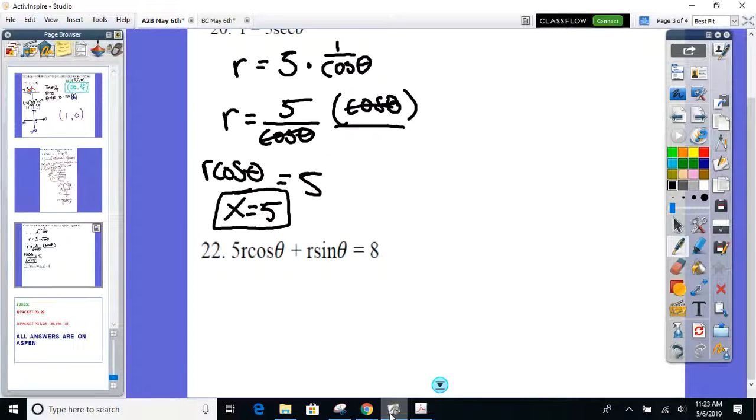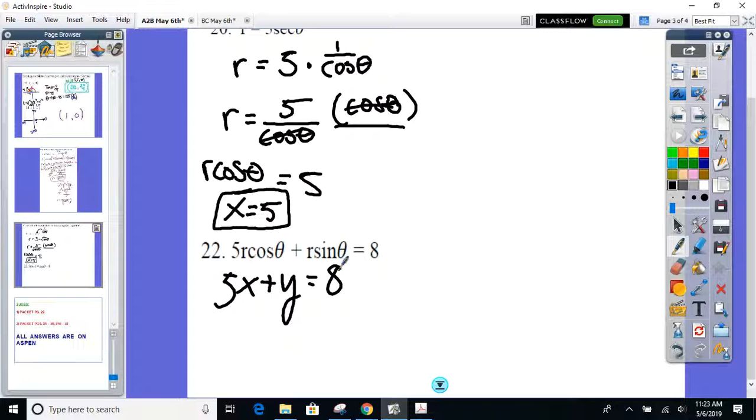2, what do I have right here? 2? 5x. Our cosine is the same thing as x. What do you got right here? Our sine, y. Don't have to do a thing. So don't think you have to go multiply by everything every time.